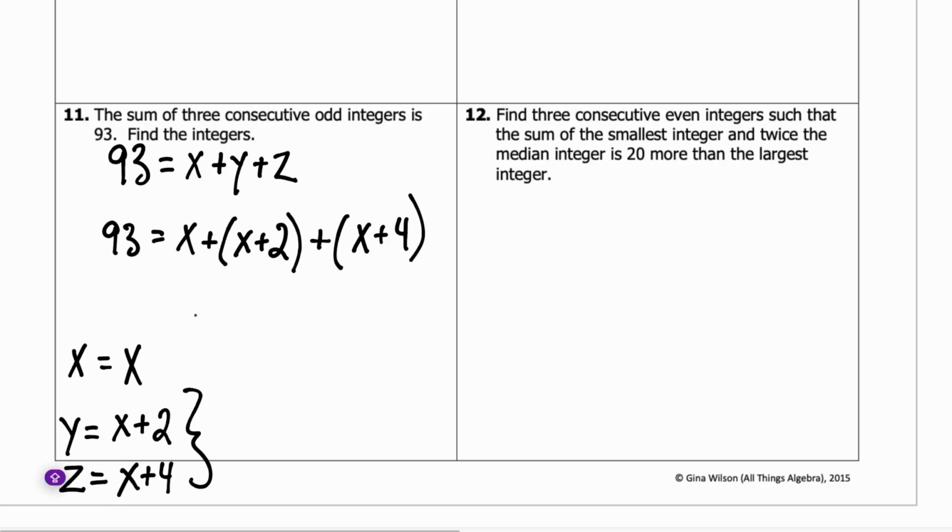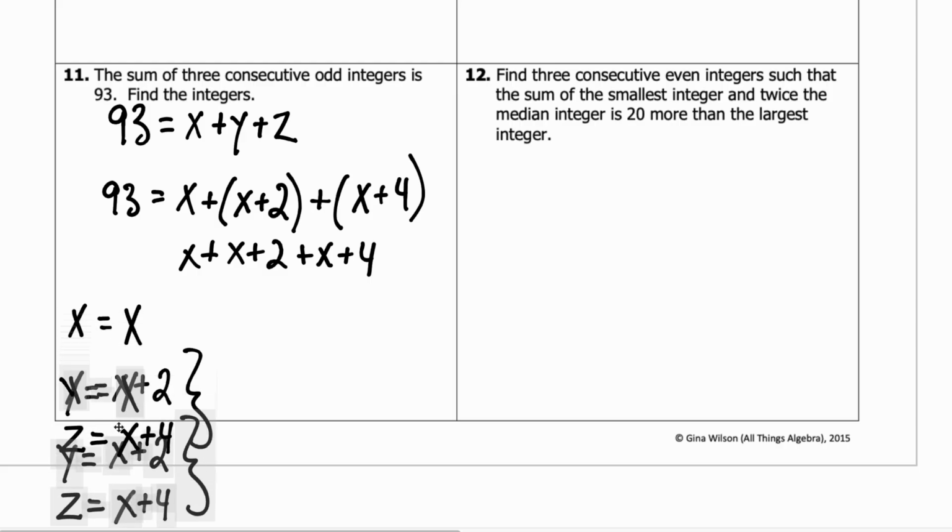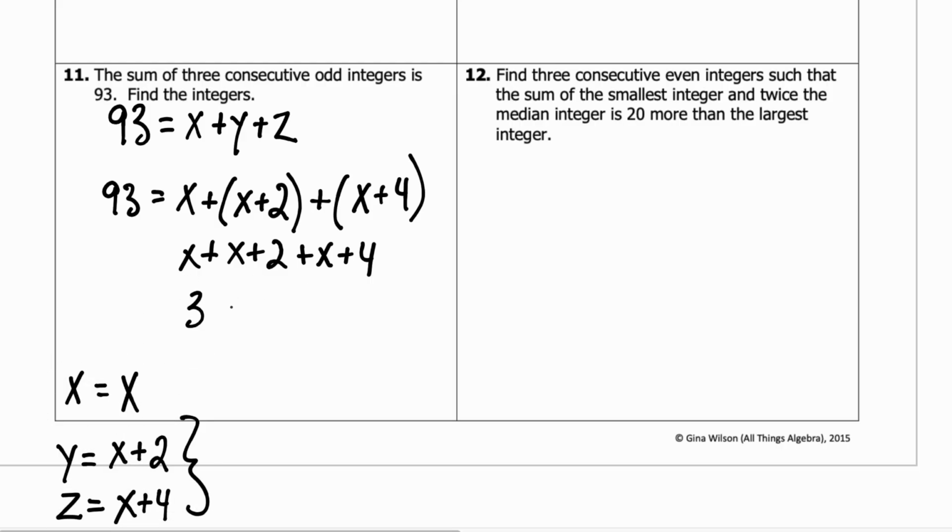All right, so let's simplify our terms. Since everything is addition, I can just get rid of these parentheses. And I combine my like terms. I'm going to move these down because I will need them. So X plus X plus X is 3X. And then 2 plus 4 is 6. So now I have 93 equals 3X plus 6.